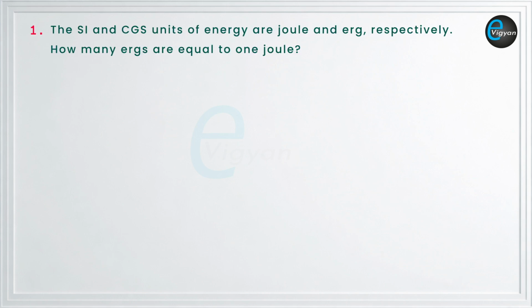Question number 1. The SI and CGS units of energy are Joule and Erg respectively. How many ergs are equal to 1 Joule? This is a question about the conversion of units. As you know, in the CGS unit, length is measured in centimeter, mass is measured in gram, and time is measured in second. So let's change kilogram to grams and meters to centimeters.